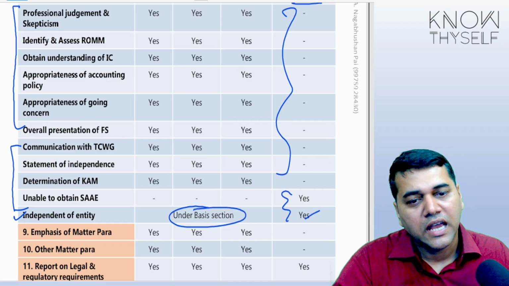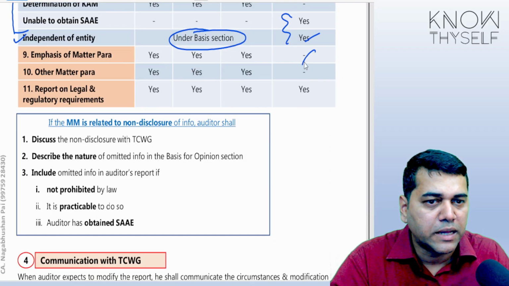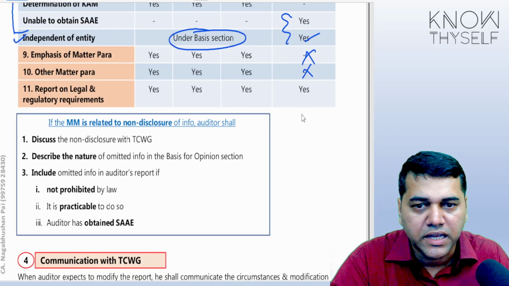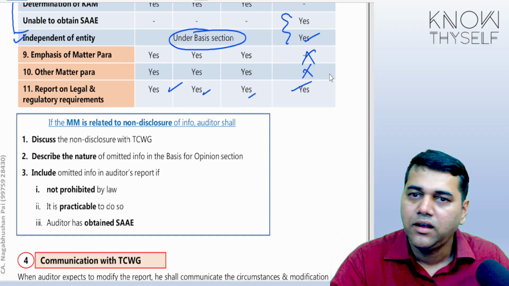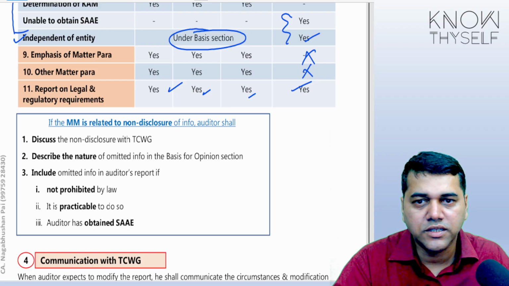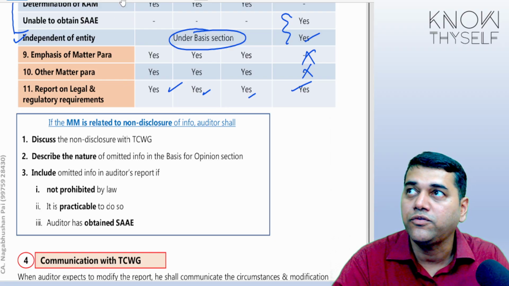That's it. Emphasis of matter paragraph, not applicable for them. Other matter paragraph is not applicable. Legal and regulatory reporting, yes, for everybody, yes. With this, we are done with SA 705.